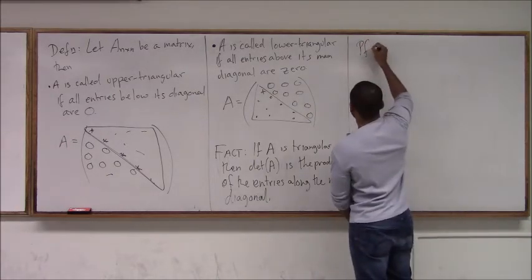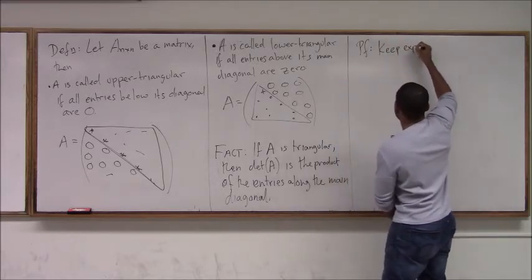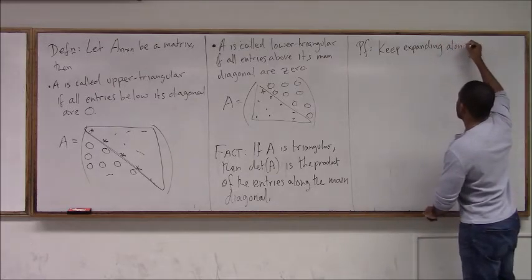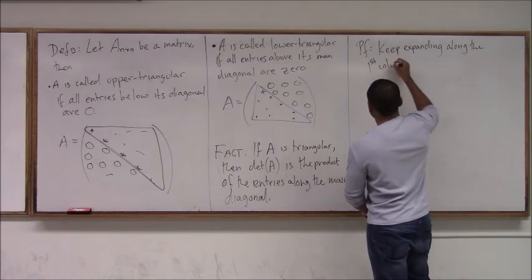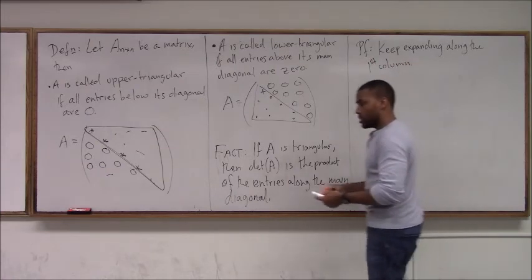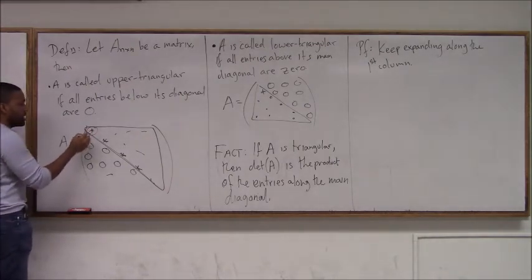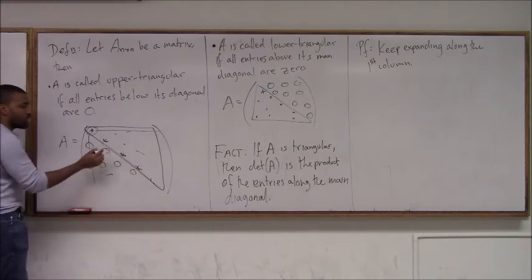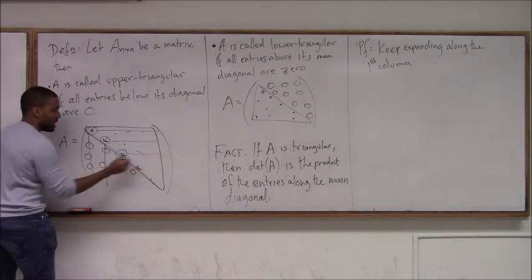The proof: keep expanding along the first column. Right? So the idea is you'll start here and then you'll break it down. You'll eliminate everyone there. But then everyone else here is 0, so choosing the first column of the new one would give you 0 everywhere else, and you do its determinant. Then you start doing that.